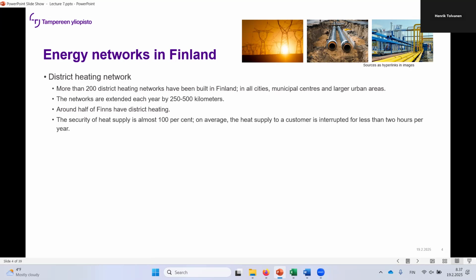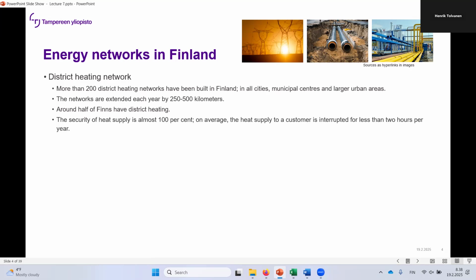And by the way, it's not a good idea to sell these distribution network operations to anyone else, as they've been doing in Finland. So don't sell a monopoly. That's pretty much what happened in Finland. They started selling those networks. Not a good idea.